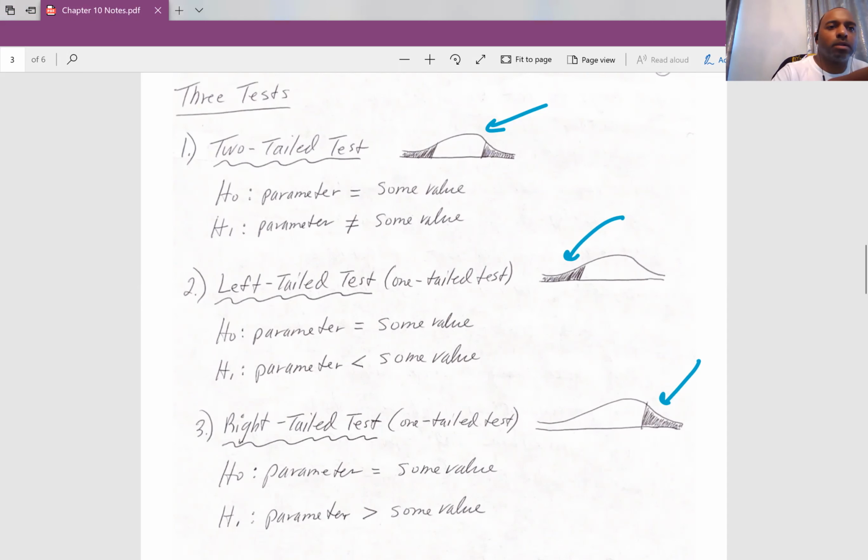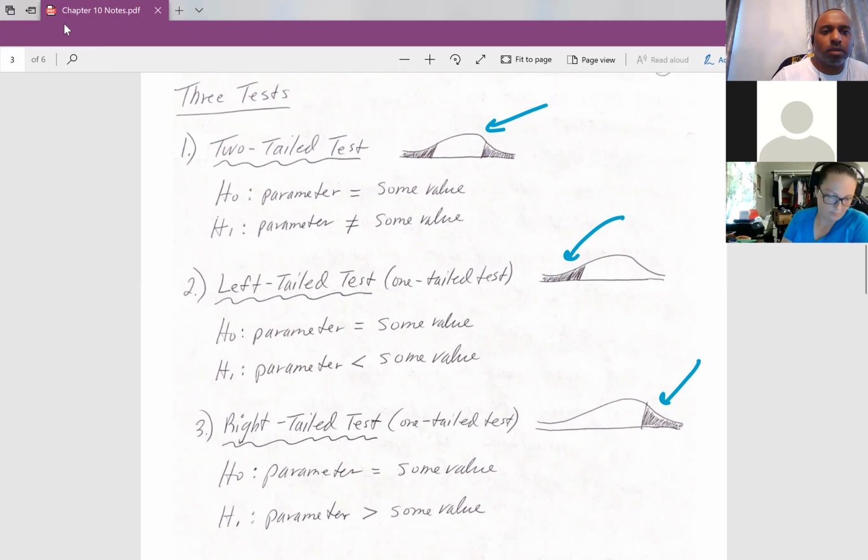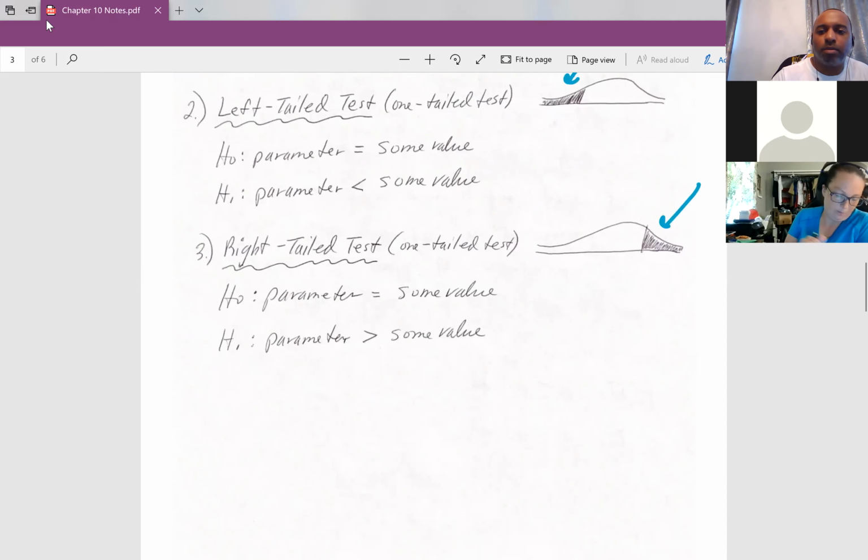All right. Still copying. Can I scroll up? All right. Cool, cool, cool.